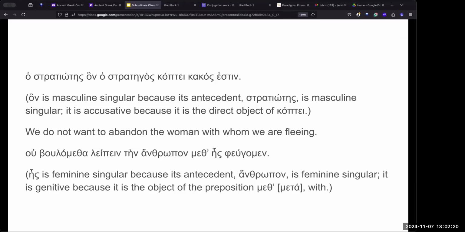Ou boulometha leipein. Leipein means to abandon. So we don't want to abandon tein anthropon, the woman, meth' heis, with whom we are fleeing. Right? So the preposition takes a genitive, so then with whom is going to be in that scenario. See that? Okay.